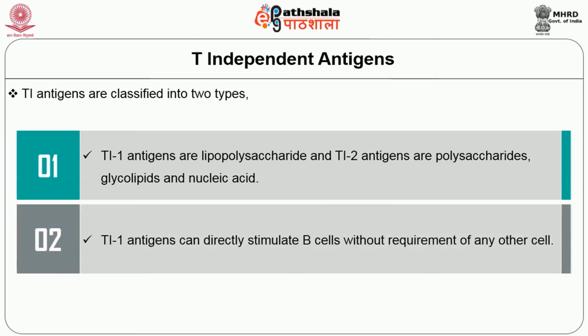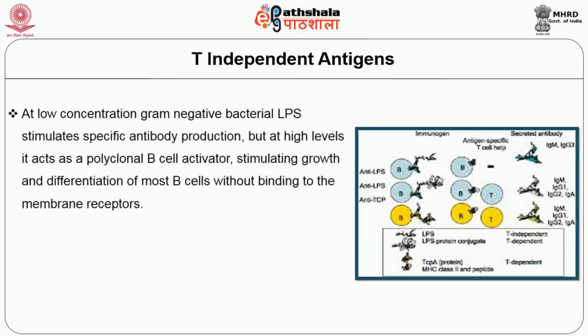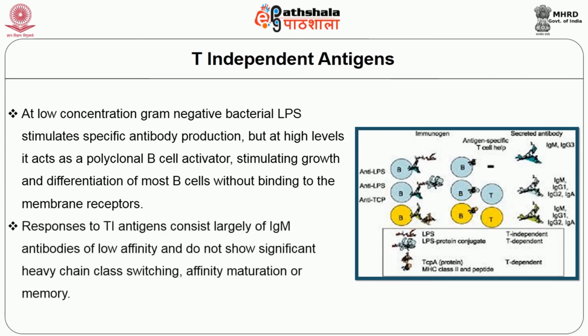T independent antigens directly stimulate B cells without the requirement of any other cell. At low concentration, gram-negative bacterial lipopolysaccharide stimulates specific antibody production, but at higher levels it acts as a polyclonal B cell activator, stimulating the growth and differentiation of most B cells without binding to the membrane receptor. The response to T independent antigen consists largely of IgM antibody of low affinity, and does not have significant heavy chain class switching or affinity maturation or memory.